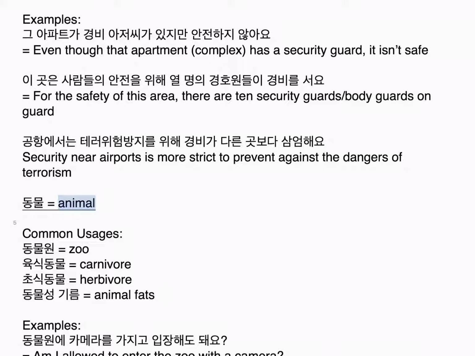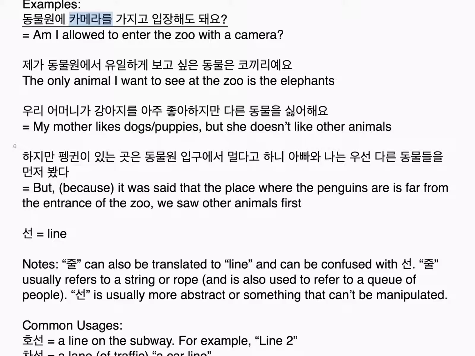동물, animal. Common usages. 동물원, zoo. 육식 동물, carnivore. 초식 동물, herbivore. 동물성 기름, animal fats. Examples. 동물원에 카메라를 가지고 입장해도 돼요? Am I allowed to enter the zoo with a camera? 제가 동물원에서 유일하게 보고 싶은 동물은 코끼리예요. The only animal I want to see at the zoo is the elephants.